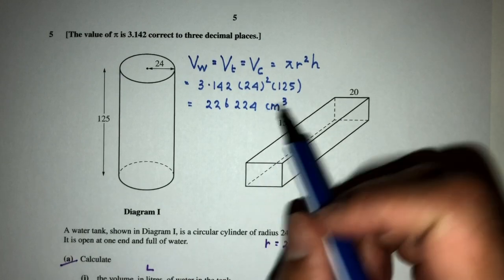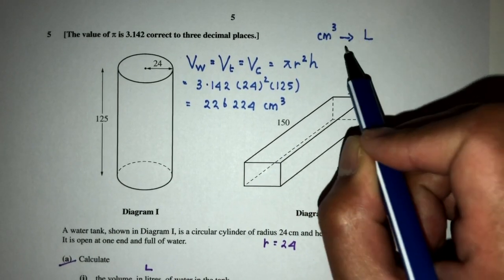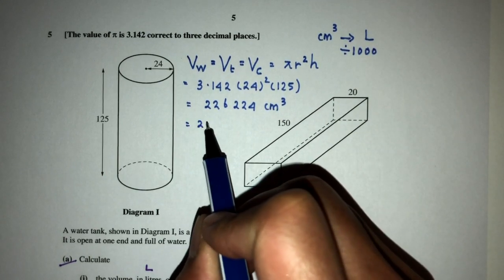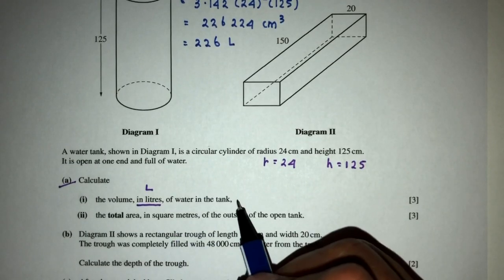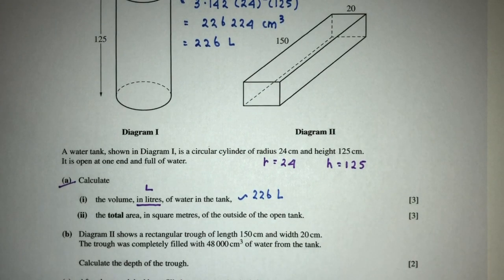Now, of course, you have to find your answer in terms of liters. To convert centimeter cube to liters, we have to divide by 1000. That will be 226 liters, correct to 3SF.